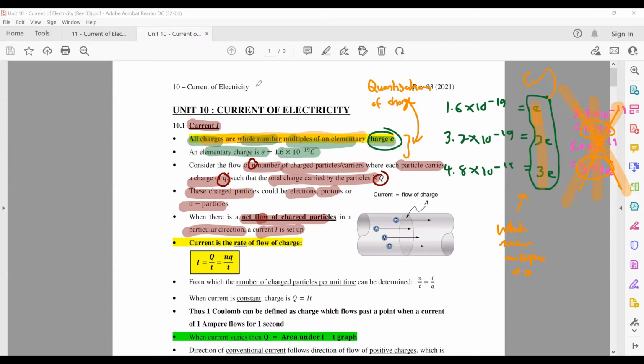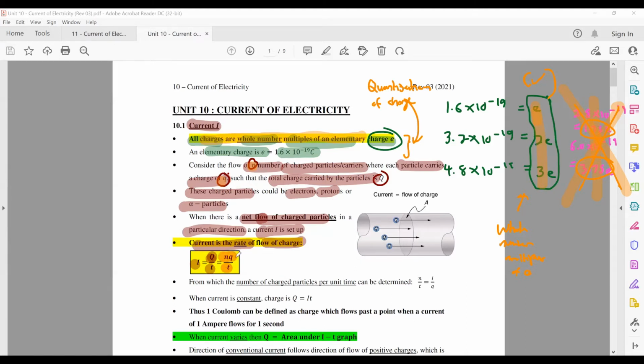Now, current is defined as the rate of flow of charges. So I is total charge divided by time taken. And just now I mentioned that total charge Q is the charge carried by all the particles, so you take the number of particles n multiplied by the charge of one particle. That's why you get nq divided by t.